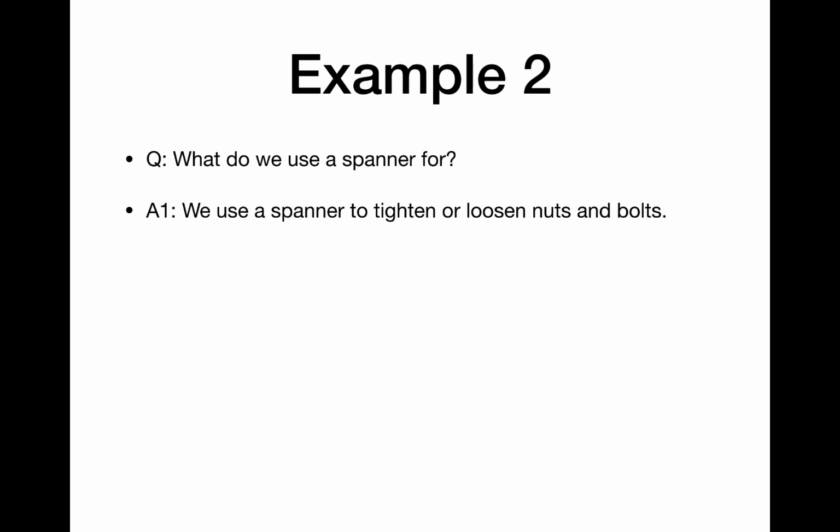On to example 2. The question is, what do we use a spanner for? Answer number 1, we use a spanner to tighten or loosen nuts and bolts. This is a complete sentence that addresses the prompt. The grammar is correct, the vocabulary is correct, the mechanics are correct, and so this response would earn 3 points.